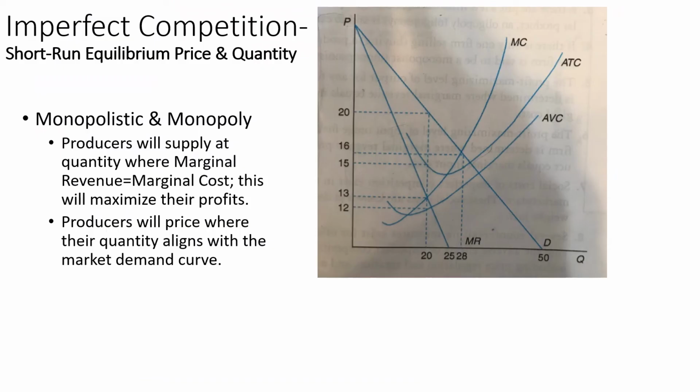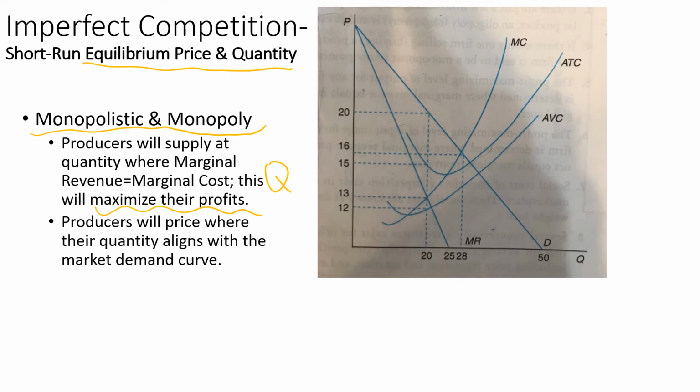And this is actually an example out of your textbook. It's number 1, and that's part of what's assigned for you for this week. So what we can figure out here is the short run equilibrium price and quantity. Under both a monopolistic and a monopoly market, producers will supply at the quantity where marginal revenue equals marginal cost. This output, this Q, will maximize their profits.